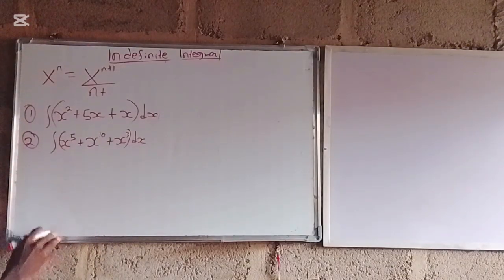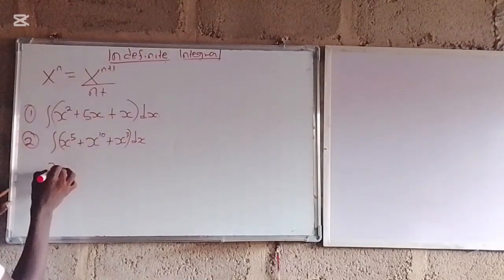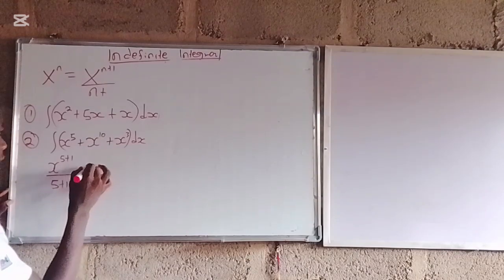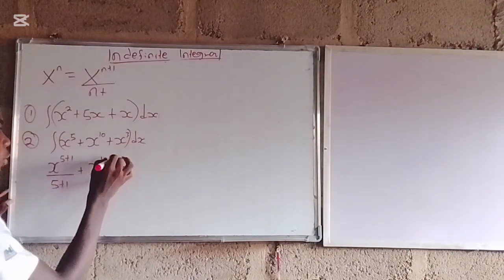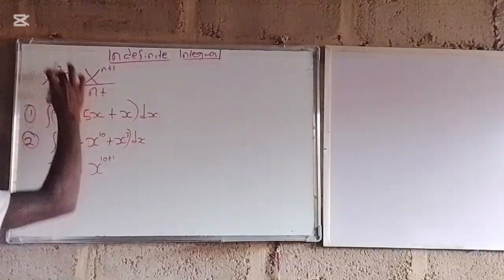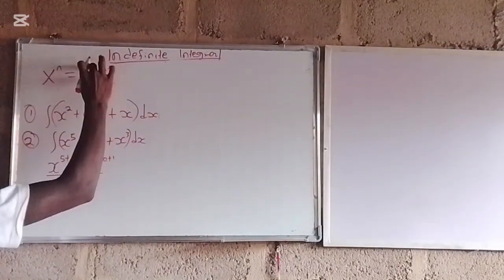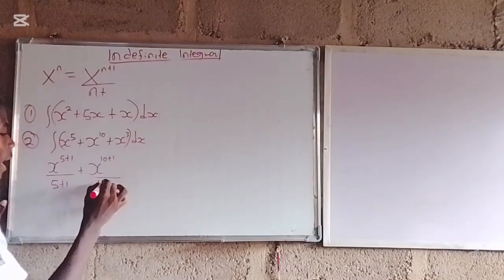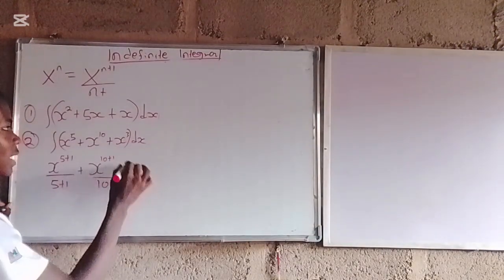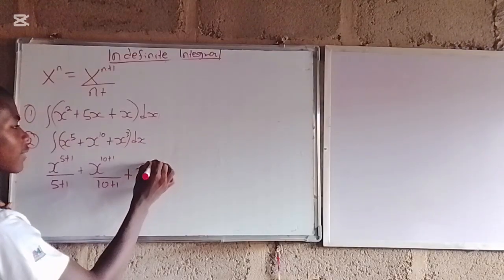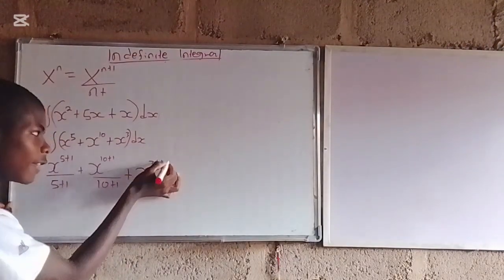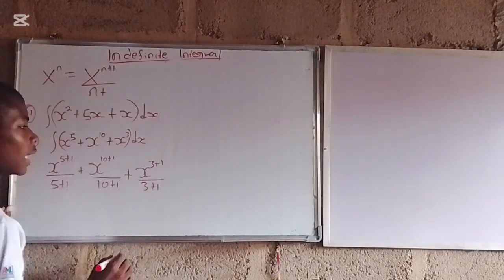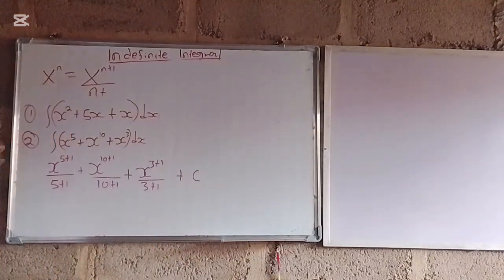So how can I integrate this? The first thing I will integrate, I will say x to the 5 plus 1 over 5 plus 1, plus x, I will add 1, 10. We should add 1 according to this formula, because I have x raised to the power of n and x raised to the power of 10. Then I will say the x, I have to add 1 here, then divide by 10 plus 1, and then plus x raised to the power of 3, add 1. If you add 1, divide it by the whole, which is divided by the power, which is 3 plus 1, and then you have to add plus constant.